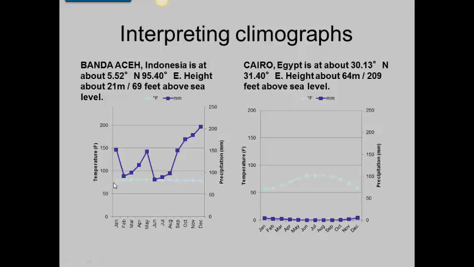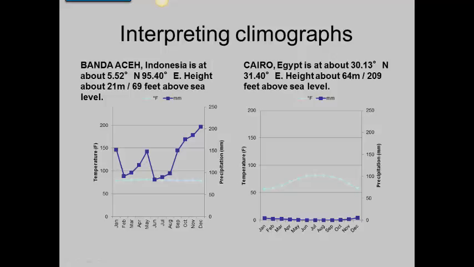We see that in Banda Aceh there's very little change in the temperature throughout the year. It's a little more seasonal, a little change. Here in Egypt, we see that the average temperature is in the 50s or 60s in the winter, and then it rises in the summer to maybe closer to 70 or 80 degrees Fahrenheit.